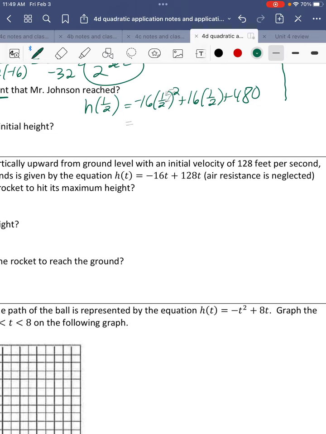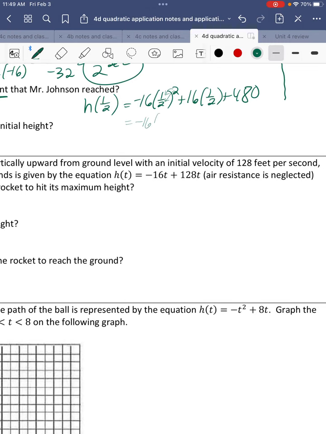So we have exponents first. Exponents of fractions means you have 1 squared and then 2 squared. So 1 squared is 1, 2 squared is 4. I'm going to multiply the fraction out here. 16 times 1, multiply the numerators. Multiply the denominators, 1 times 2 is 2.